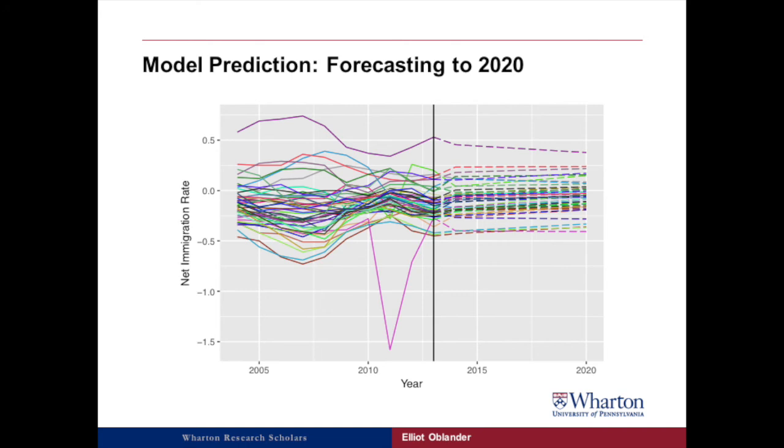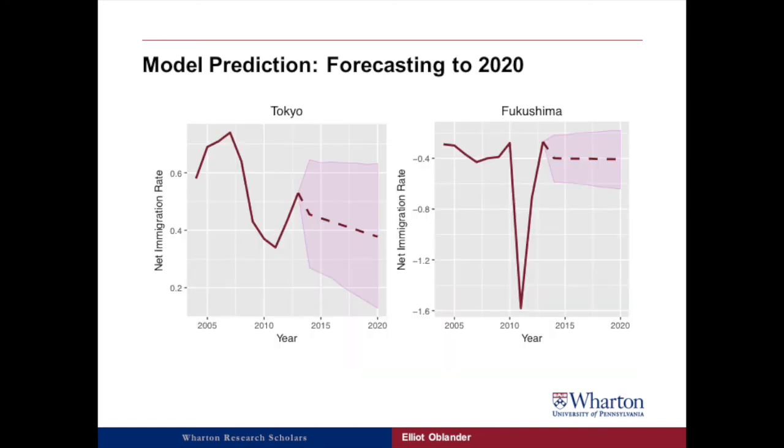This graph shows our predicted immigration rates for each prefecture of Japan through 2020. We can see that most regions are predicted to have a slightly increasing or roughly constant immigration rate, but Tokyo is predicted to have a slightly decreasing immigration rate. However, beyond just looking at the mean predicted values, we'd also like to look at the uncertainty in the predicted values. These charts give illustrative examples of showing the uncertainty in predictions.